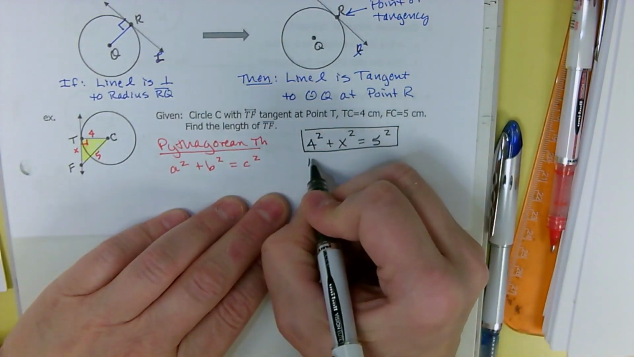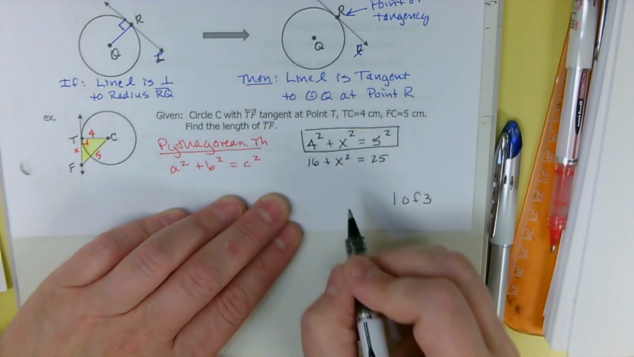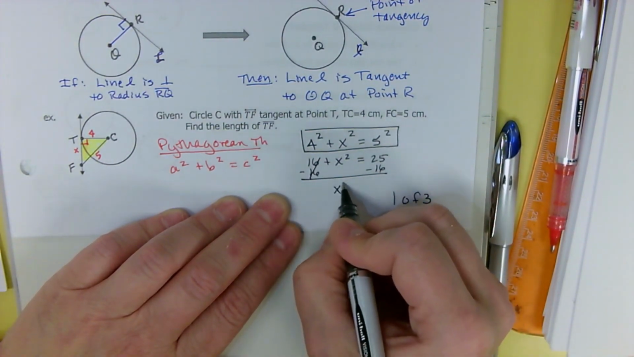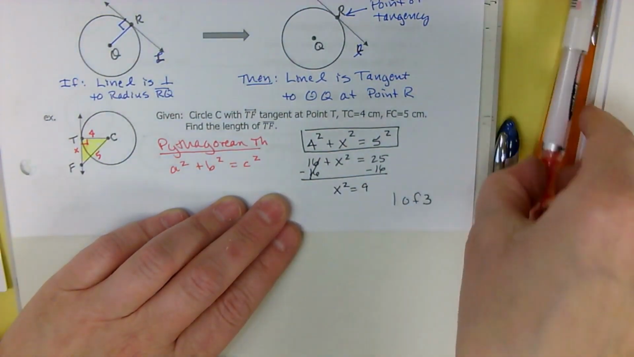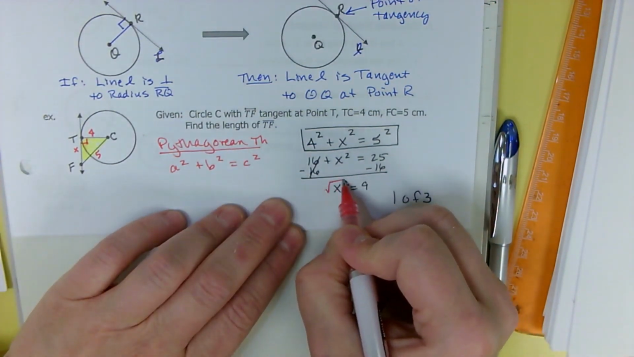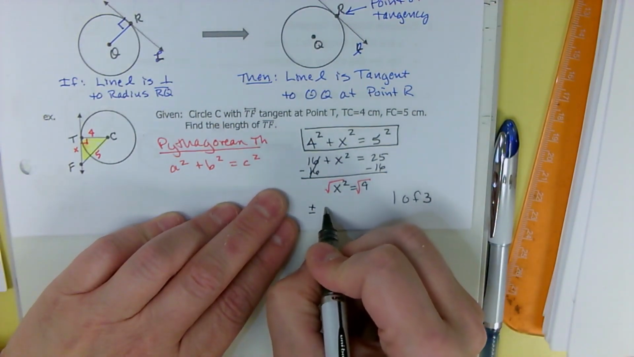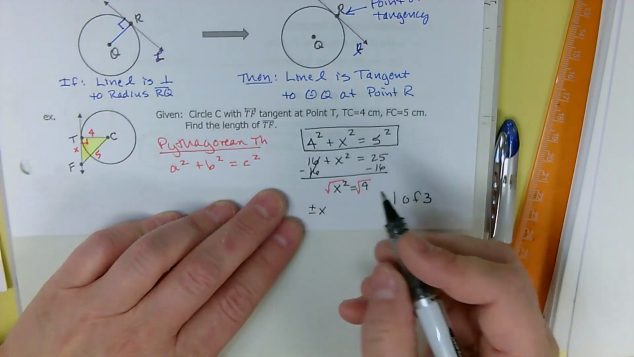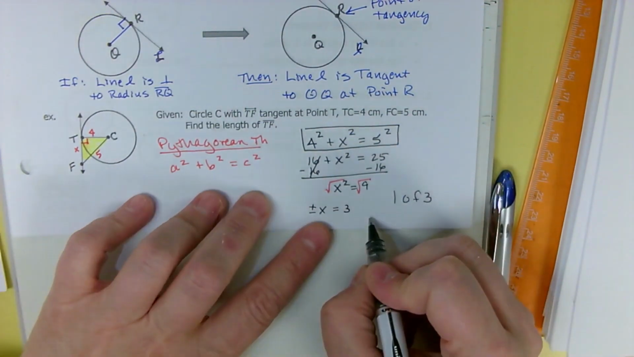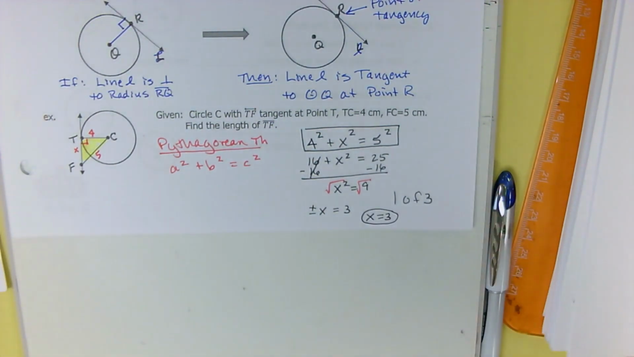So 4 times 4 is 16, plus x squared equals, 5 times 5 is 25. If I subtract 16 over to the right, I get x squared equals 9. This is the move everybody forgets to do. To get an x out of an x squared, you have to take the square root of both sides. Two x's, one comes out, it's plus and minus. 9 is 3 times 3, so two 3's, one comes out. We can't have negative length, so I just keep the positive 3 and ignore the negative.